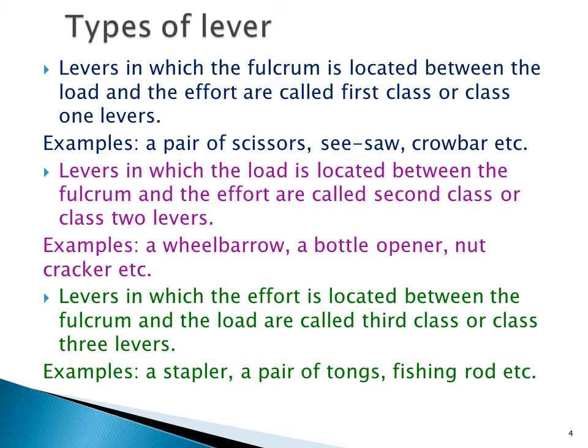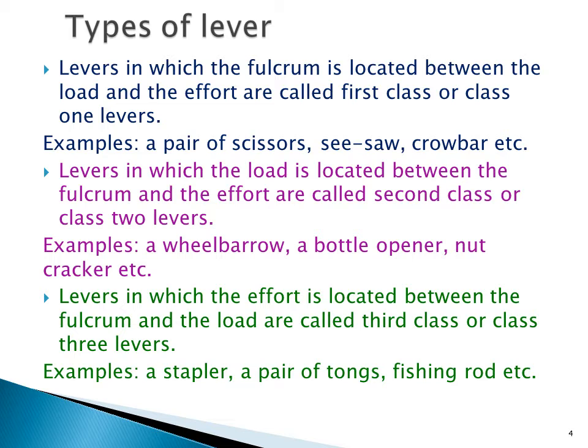Based on the position of these 3 parts, levers can be classified into 3 types: first class lever, second class lever and third class lever. Levers in which the fulcrum is located between the load and the effort are called first class or class 1 levers. Examples: a pair of scissors, seesaw, crowbar, etc.